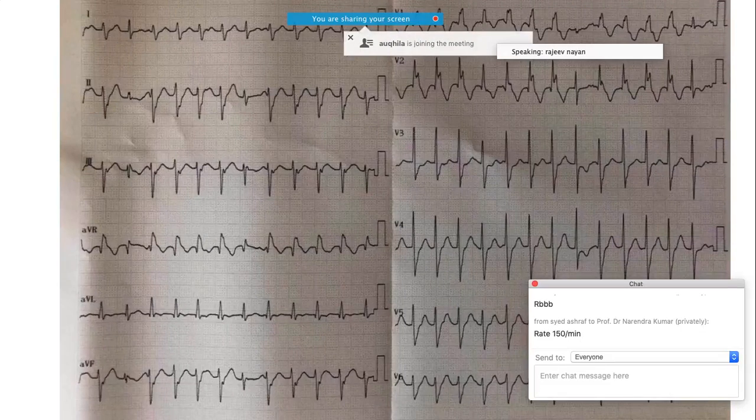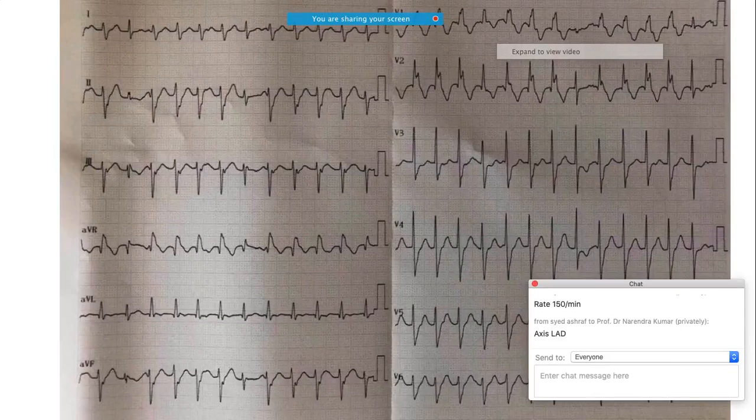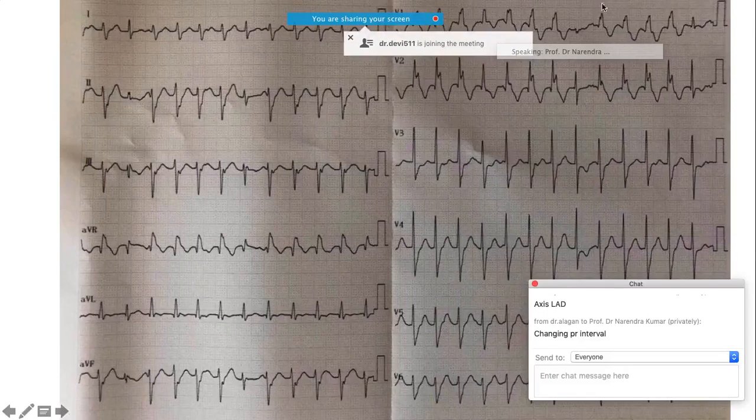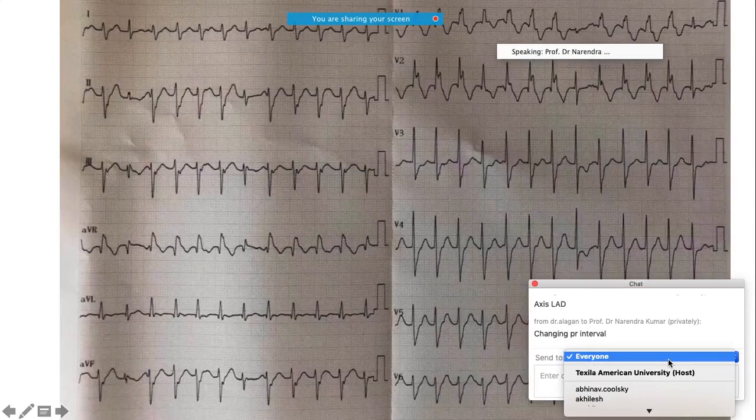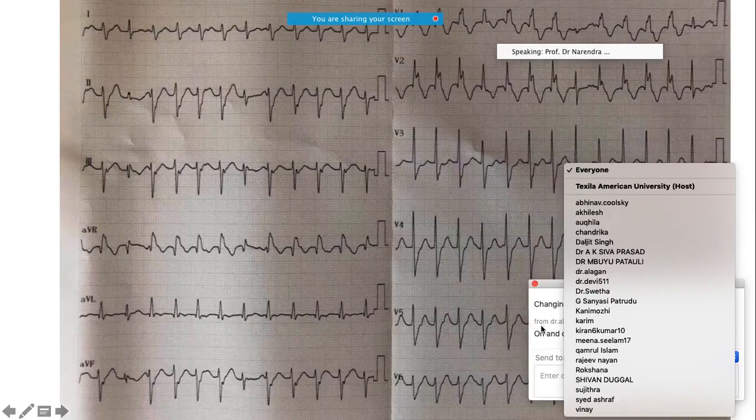So what else? Yes, okay. Do you think it is left axis deviation? I'm asking. I'm not telling the answer. Think. You're almost going in the direction. Changing PR interval. So if the PR interval continuously changes, are you able to see the P waves really well, Dr. Olgan? I want it to be interactive. I don't want it to be a single-sided discussion.